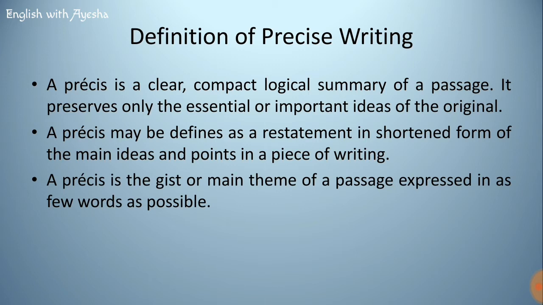So according to these definitions, precis is a clear and logical summary of an original passage and a short form of the main ideas and the gist or main theme of a passage that is expressed in as few words as possible. It should be lucid, sufficient and full, that is including all essential points, so that anyone on reading it may be able to grasp the main points and general effects of the passage summarized. Hope the meaning of precis writing is clear to you.